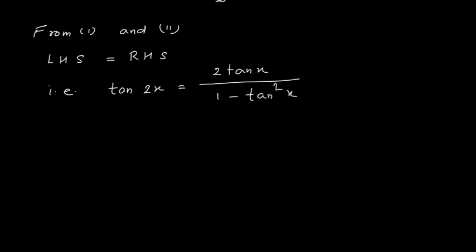Okay. Now if possible, learn this expression. This is an identity in trigonometry. You can say formula, you can say identity, right? Tan 2x is 2 tan x upon 1 minus tan square x. This will benefit you in your higher classes.